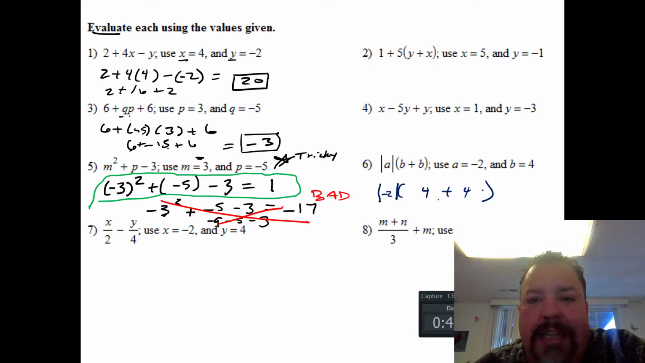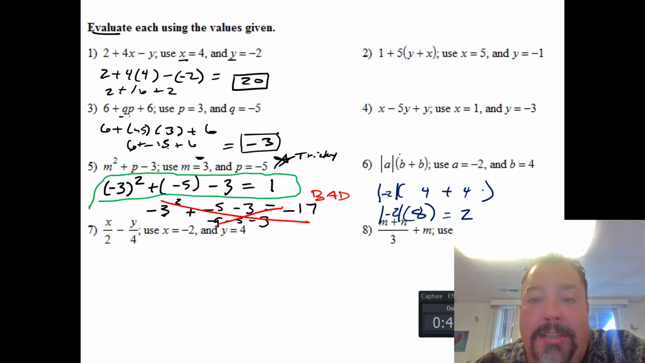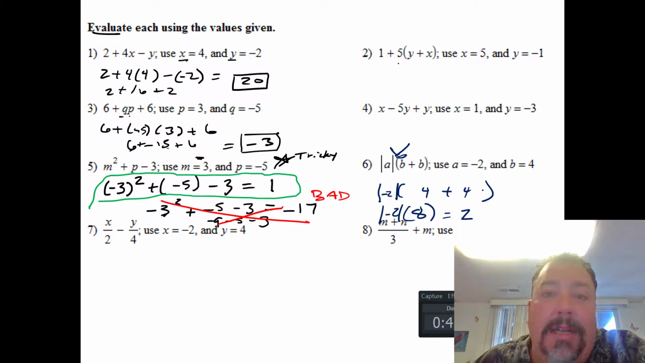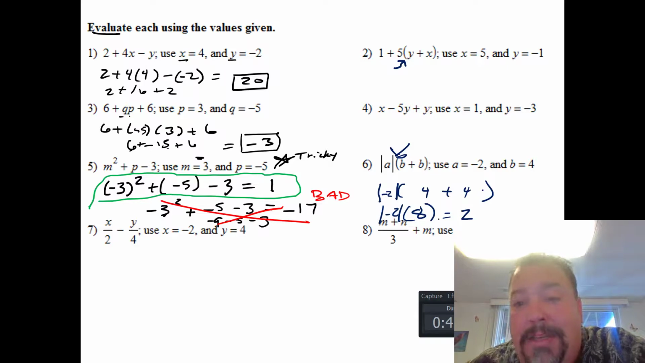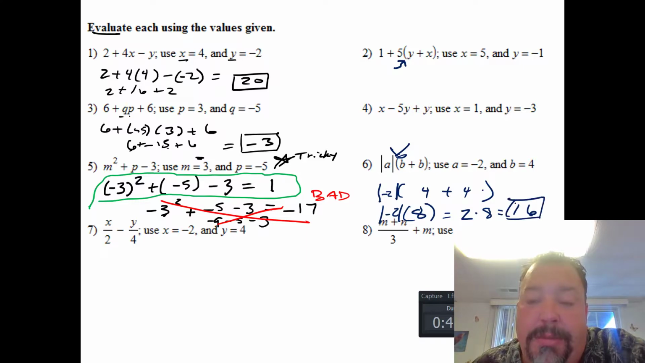So what is this telling me? I got to do what's inside here first. 4 plus 4, that's 8. But that is going to be multiplied by the absolute value of -2. So now what is the absolute value of -2? Well, that's going to be +2. And if I've got a number here, notice that there's no operation between the absolute value of A and the parentheses. So if you don't see an operation there, like up here, that implies that there's multiplication going on. So we got -2, absolute value of that becomes 2. 2 times 8 gives us 16. So 16 would be our final answer here.